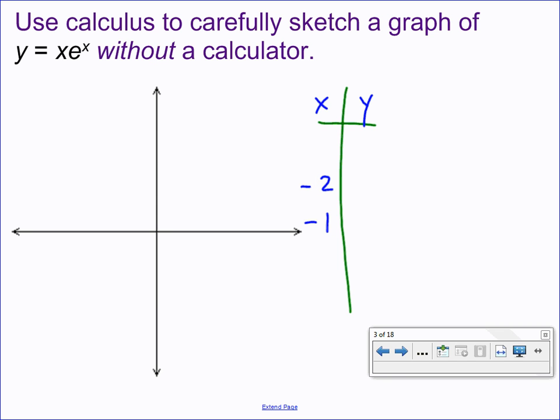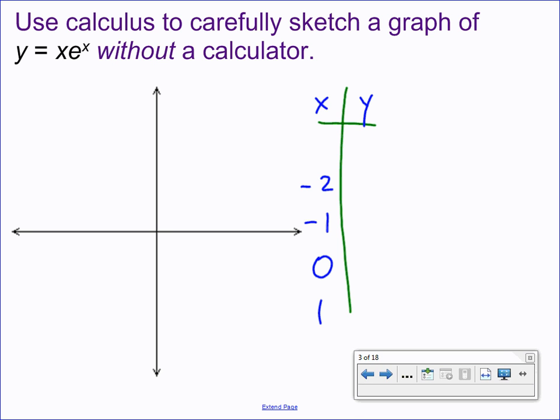And 0 would probably be easy to evaluate, even though it wasn't a critical point, it would be easy to evaluate my function, so I like to add that one. And then maybe 1, and we'll see where we are. Okay, so let's go ahead and evaluate with these and see if we need to get some more.